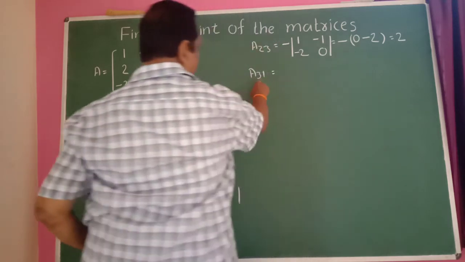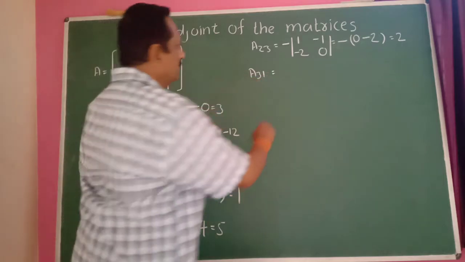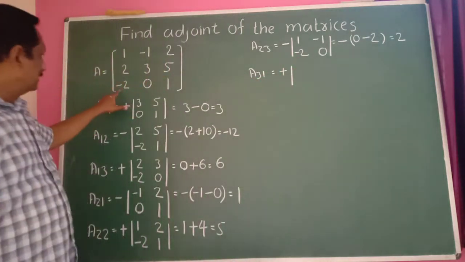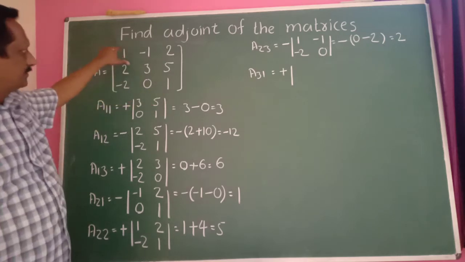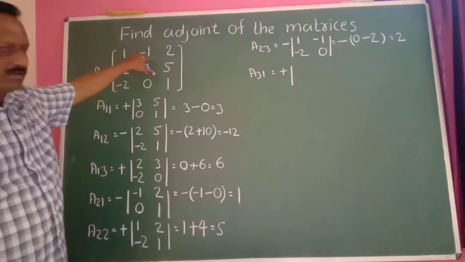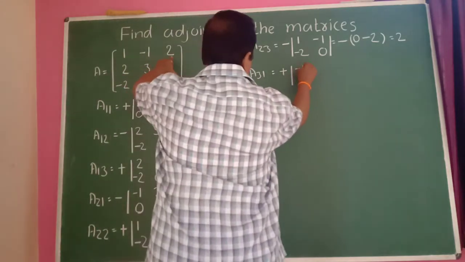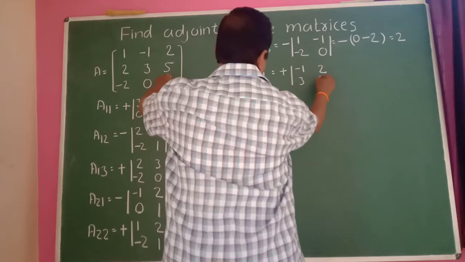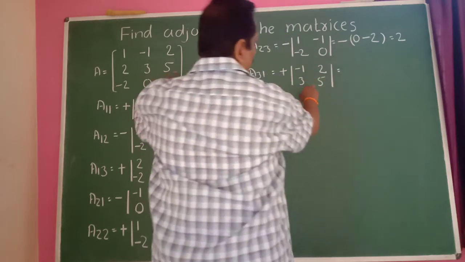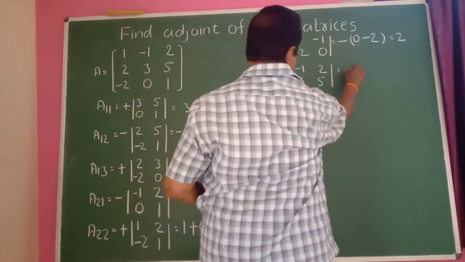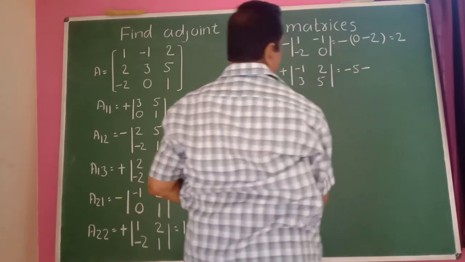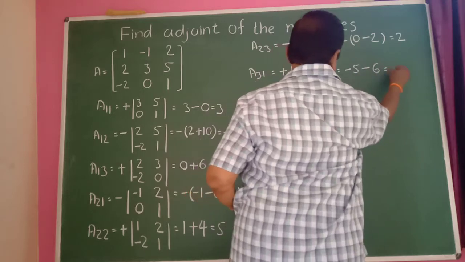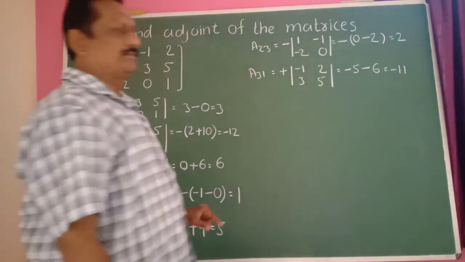A31 here. 3 plus 1 is 4, so write here plus again. Determinant of, so deleting third row, first column, these are the remaining numbers here: minus 1, 2, minus 1 plus 2, 3, 5. So 3 5. Then this is equal to 5 into minus 1 is minus 5. So write here minus 5, minus 3 2s is 6 here. So write here 6. Minus 5 minus 6 becomes minus 11.